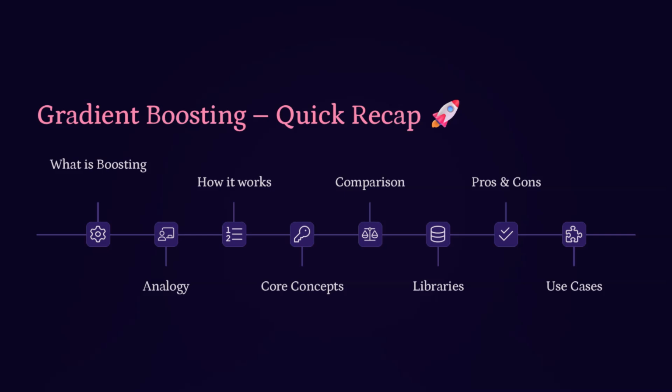That brings us to the end of our journey through gradient boosting. We started by understanding what boosting really means, then explored it with a relatable analogy. We saw how it works step by step, broke down the core concepts, and compared it with other ensemble methods. We explored top libraries like XGBoost, LightGBM, CatBoost, and scikit-learn. We also covered the pros and cons, and finally looked at where gradient boosting truly shines in real-world applications.